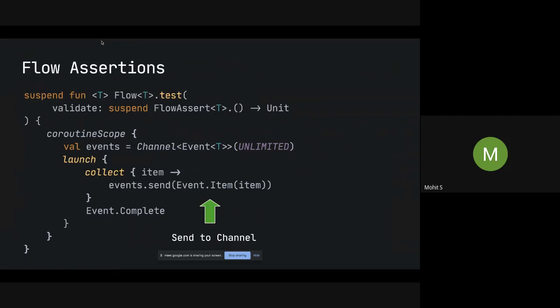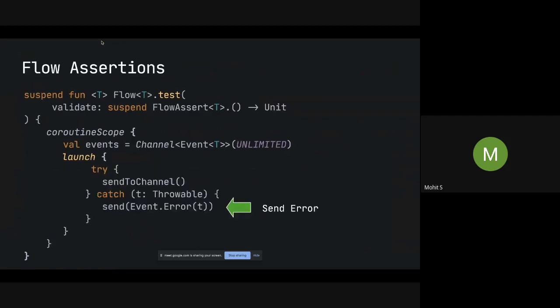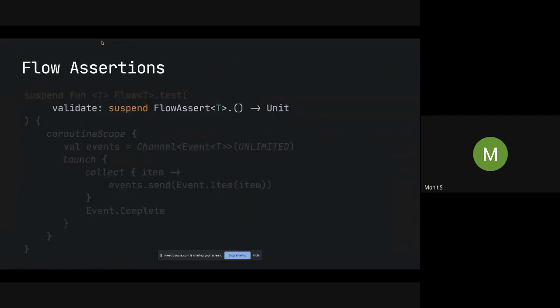You start collecting from it, and it's sending items to this events channel, and as I showed you before in the diagram, when the flow collection completes, it sends the event complete to it. And the way it tracks exceptions is that it wraps the collect call in a try and catch, and when an exception happens, it sends an event of error to the channel.